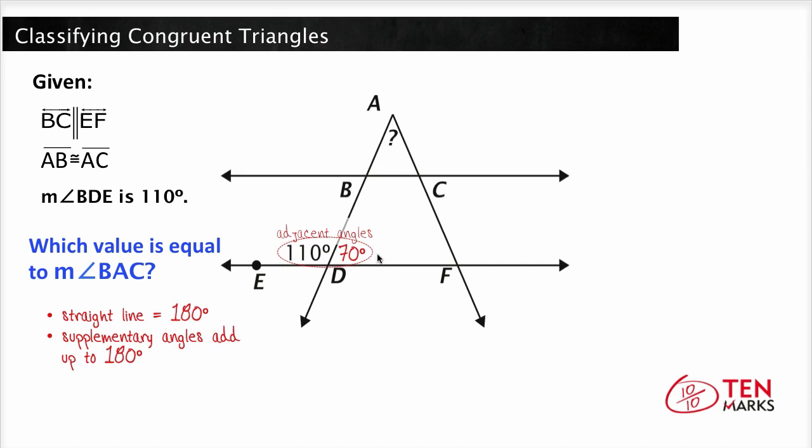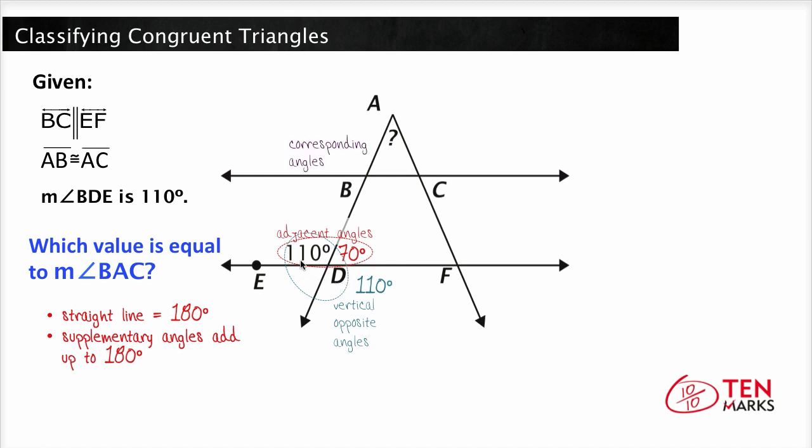Now another trick we know is that vertical opposite angles share the same vertex. That's why they're called vertical. And these are also equal in measure. So angle D also has the measure of 110 degrees.